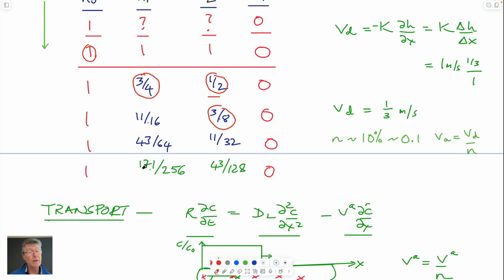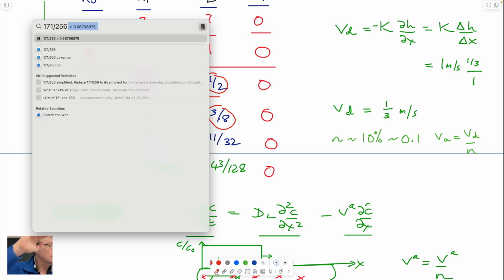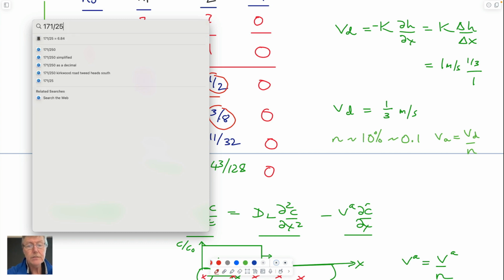Does that give us 171? Anyway, so if I check, does this come up? 171 over 256. Those numbers should each be asymptoting to 0.66 and 0.33. So if it's a linear gradient, it's going to be 1, 0.66, 0.33, and 0 at the downstream. So 171 over 256 is 0.6679, which is pretty close to what we want.